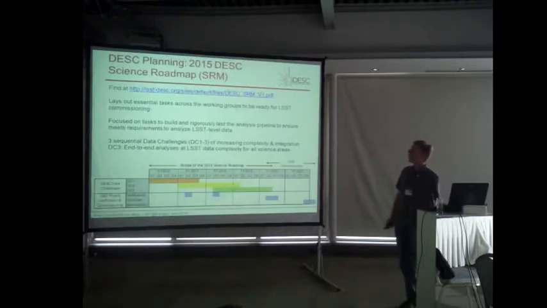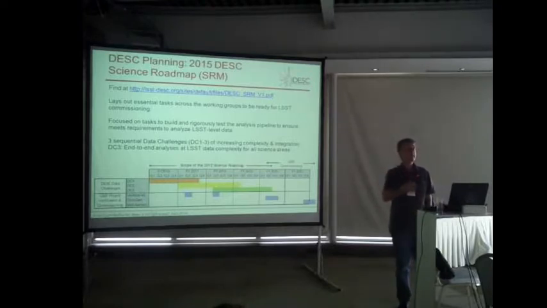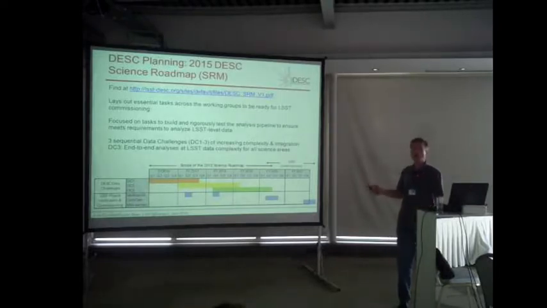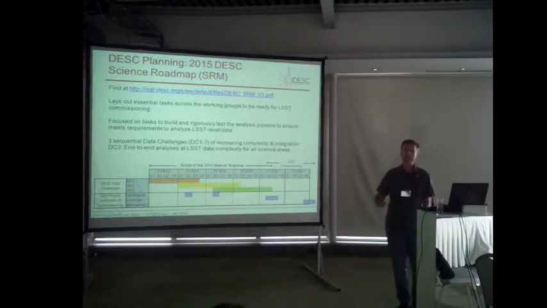So where are we going? About a year ago, we completed the science roadmap for DESC. The science roadmap is publicly available; it's a fairly terse document. It explains the objectives of DESC science over the next 3 to 4 years. And this is a place where you can go in and find out what we are working on, what is interesting with respect to your science, and how you can get involved.